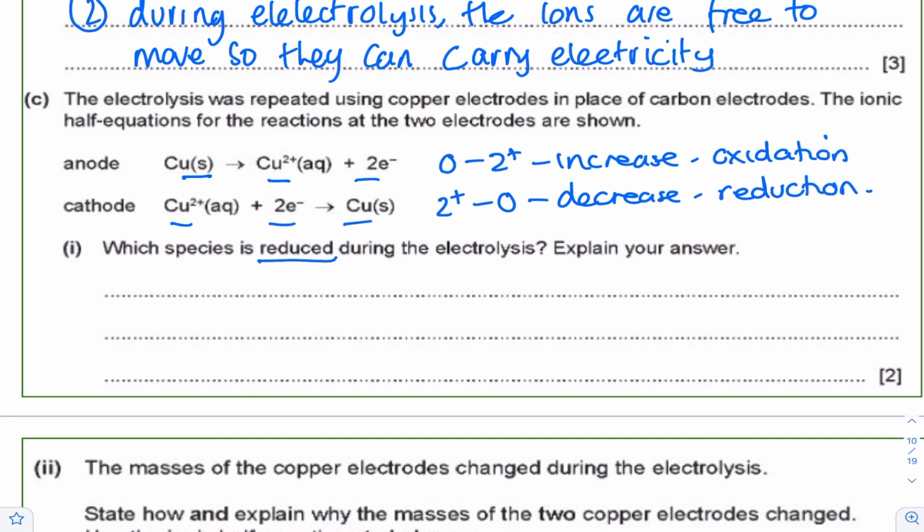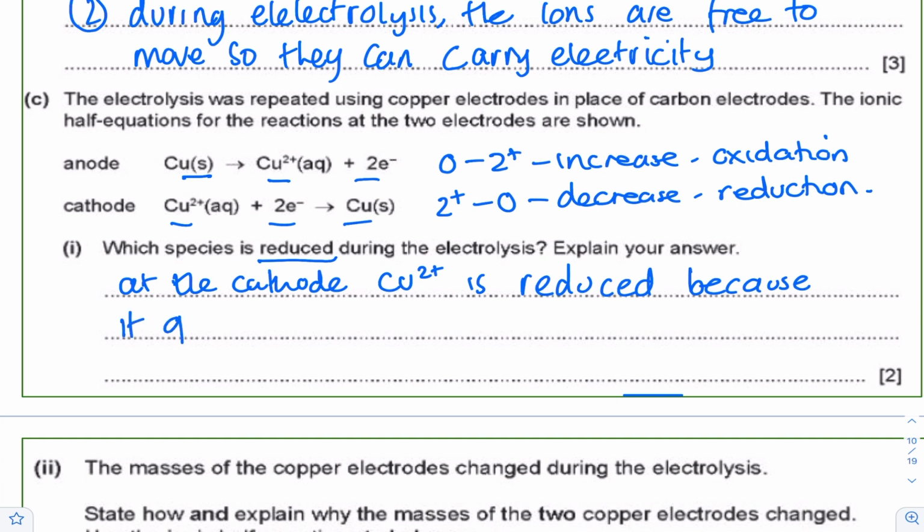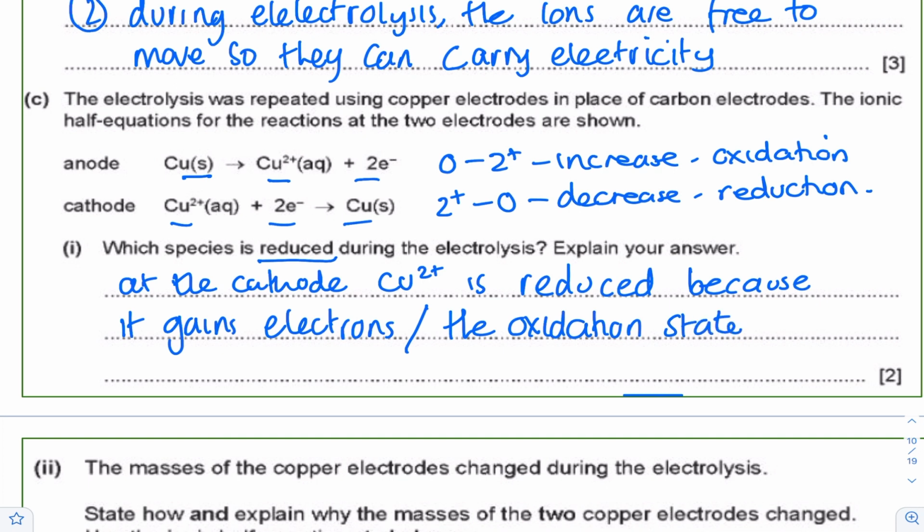So which species is reduced? At the cathode, Cu2 plus is reduced because it gains electrons. Now you can say it gains electrons. You could also get the mark if you say the oxidation state, not the charge. Remember, the oxidation state has decreased from 2 plus to 0. Either one will get you the mark. You don't need to write both, but you can write either one.